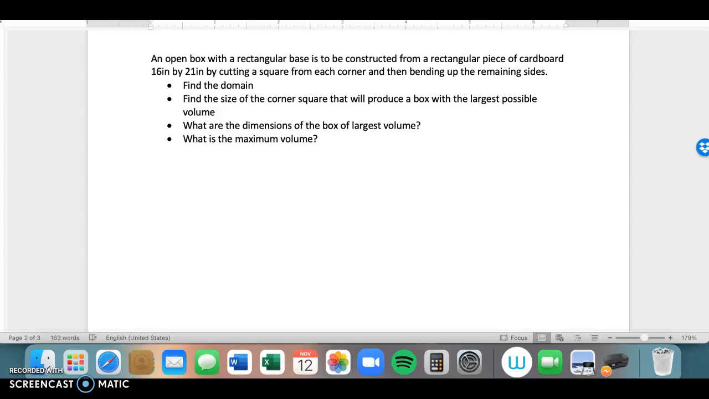Hi everyone. Okay, we're going to go over some more optimization, this time with an open box with rectangular base that is to be constructed from a rectangular piece of cardboard 16 inches by 21 inches by cutting a square from each corner and then bending up the remaining sides. This is like classic optimization.